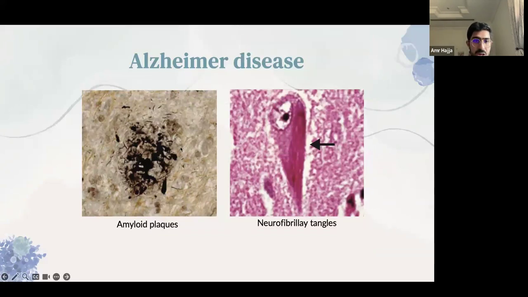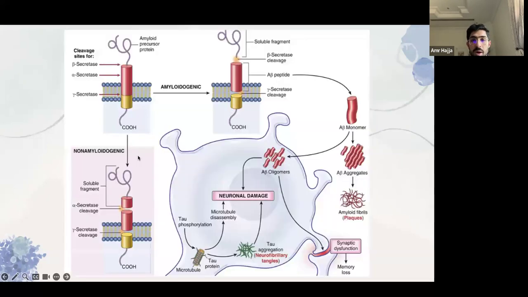Tamam? So here's a picture showing amyloid plaques, and here is another one showing the neurofibrillary tangles. Focus when they say in the question extracellular or intracellular. Tamam? Intracellular, we have neurofibrillary tangles. Extracellular, we have the amyloid plaques. Now let's go back to our question.